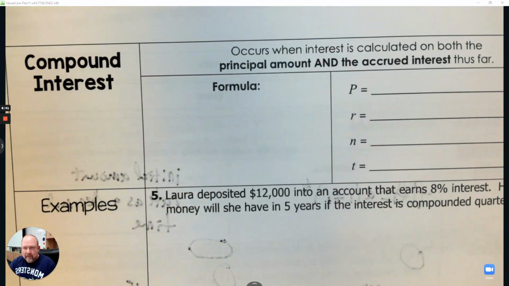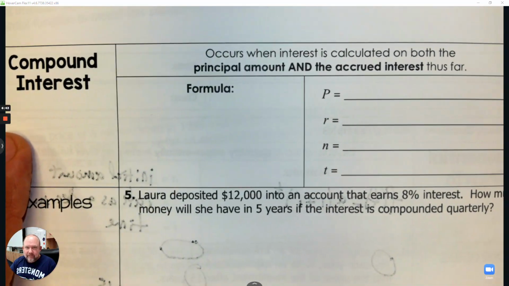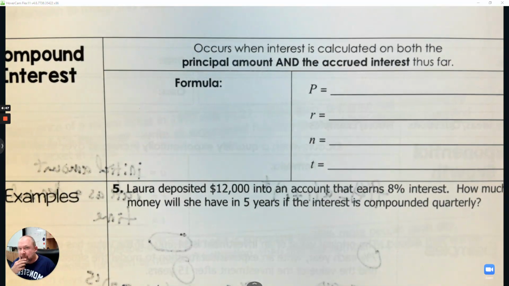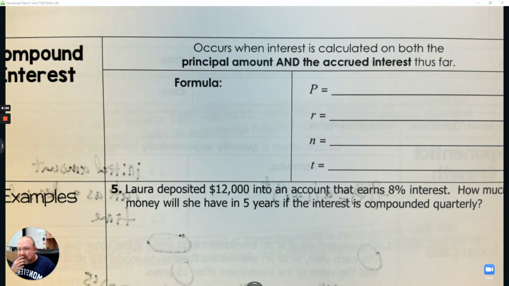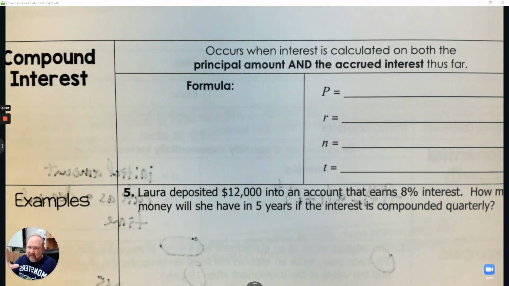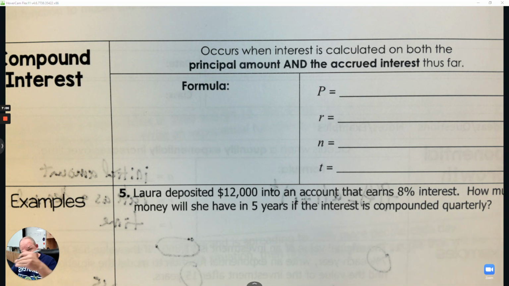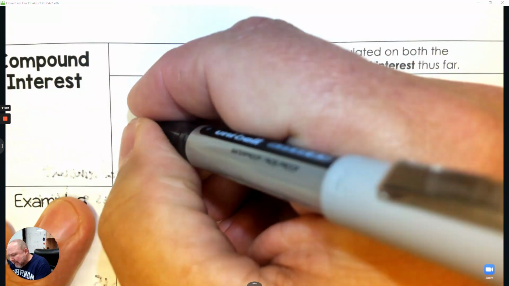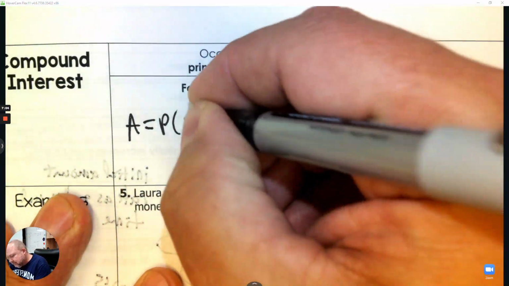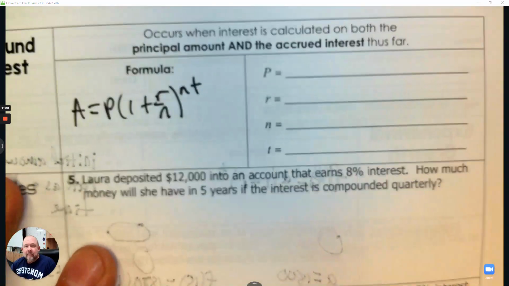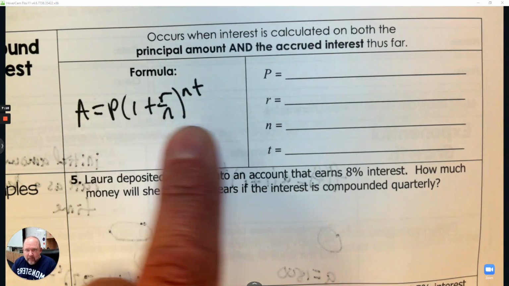Here's a second formula we're going to use, compound interest. It occurs when interest is calculated on both the principal and the accrued interest. So in other words, you calculate the interest and add it back into your account. Now you have a bigger amount, and then when you do interest again, it's on the larger amount, and you calculate it and add it back in, and so on. We have a formula for that. And then I'll describe what each one represents.